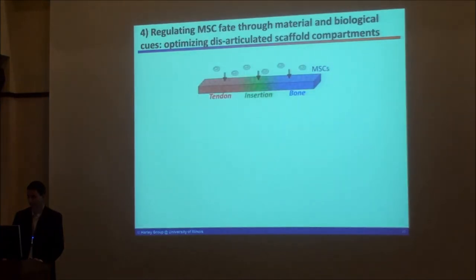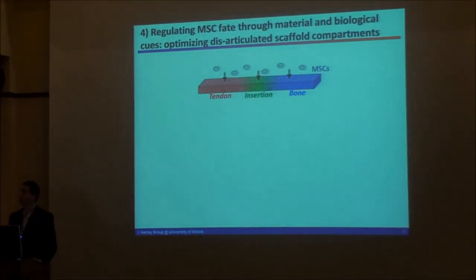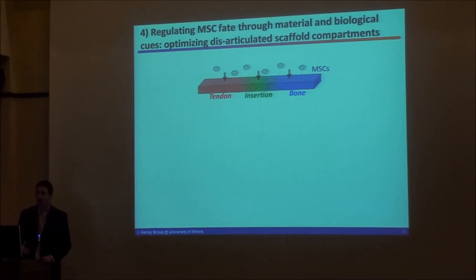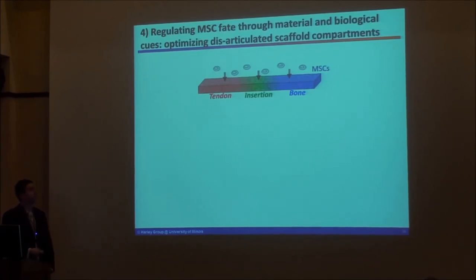All right, so I've talked a little bit about some of the material cues that we can integrate into the scaffold, how we can integrate different levels of biologics, and so I want to go back to this idea of trying to get a single material to induce multi-lineage specification of a stem cell fate, for example. And we thought, before we jumped straight to doing this all on a single material, we wanted to go to the individual compartments and try to optimize those and then bring it all into a single material.